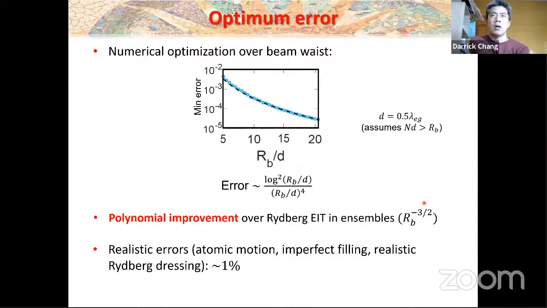So in this error, the only thing that I've assumed is limiting is the finite size of the blockade radius itself. So of course, in a real experiment, you've got any number of other technical errors. For example, the atoms could be moving. You might not get perfect filling of an atomic array. There's some question of, when you implement this Rydberg dressing, how much laser power can you actually send in, and so on. And without going into details, I do think it's reasonable to assume that each one of these technical errors can be brought to the 1% level. So I do believe that these types of array-based gates could in principle be quite efficient.